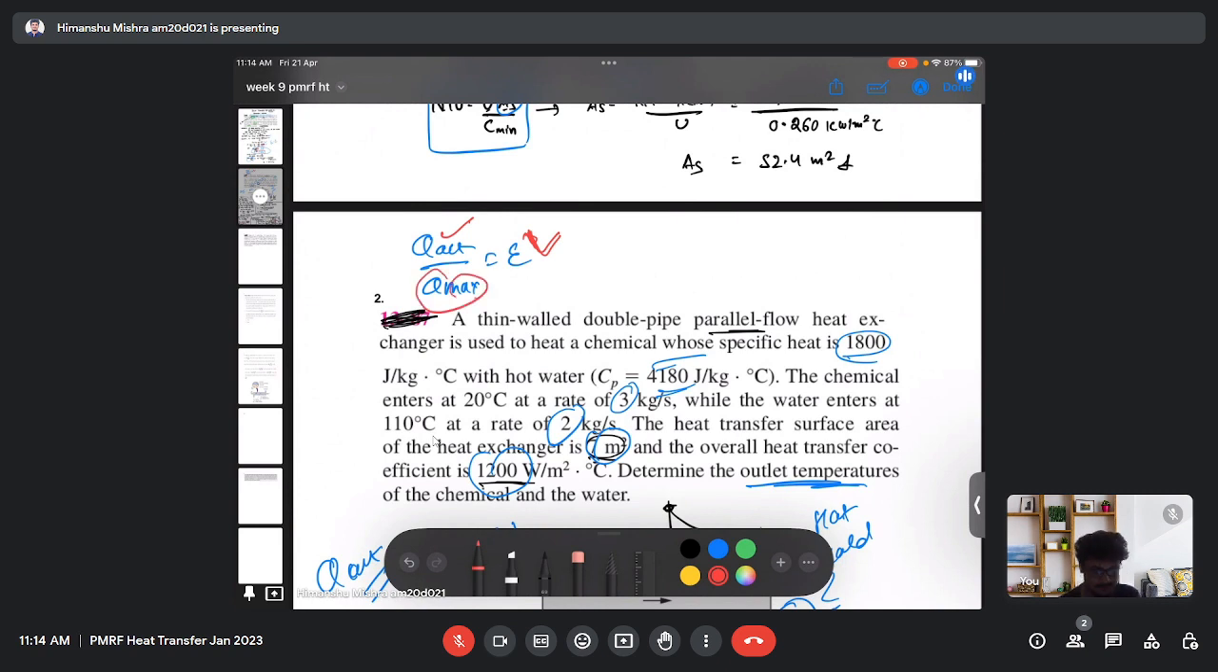We can calculate this easily because all we need is the inlet temperature, and we are already given the inlet temperature of both fluids for the parallel flow. But the situation will be different if it is a counter flow heat exchanger. So the maximum heat transfer depends on the inlet cold fluid temperature and the inlet hot fluid temperature. But if the heat exchanger is counter flow, then it will not be the same.